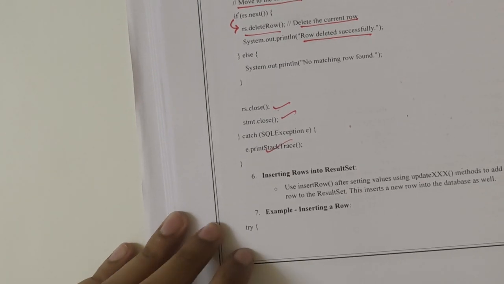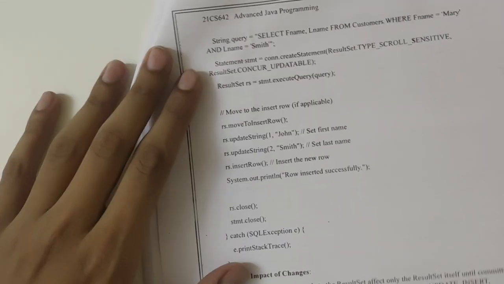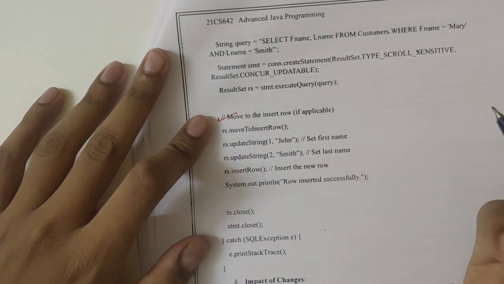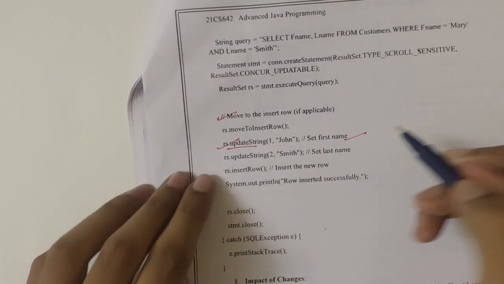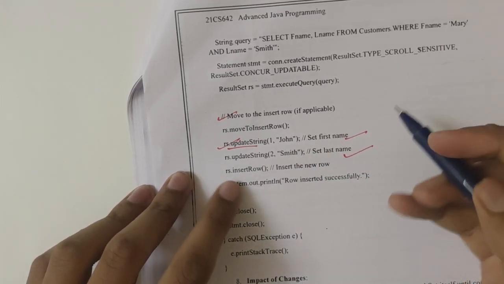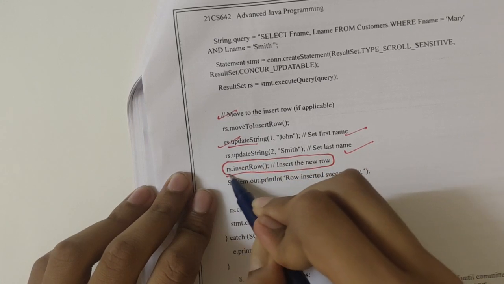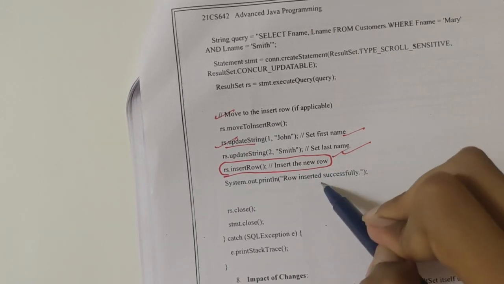Now if you want to insert any row, same thing again, use the insertRow method. For the same query set, we just move the cursor to the first row, assuming it is there. With rs.update, we will set the first name as well as last name: 1 as John, 2 as Smith. Now rs.insertRow will help you to insert a new row. That means further, if you want to keep on adding rows, use this particular method. Then print row updated successfully. Then close all the connections.